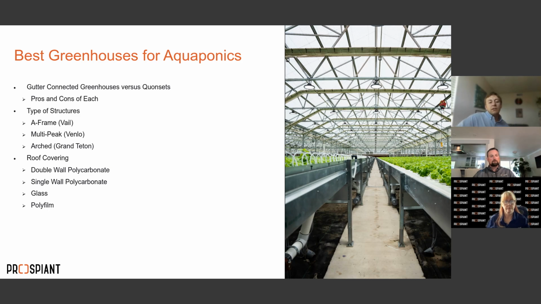And then when it comes to the actual type of structures, there are a lot of different greenhouse structures you can do aquaponics in. Some are better than others, and what we would typically see is an A-frame or a multi-peak. And for Prospient, that's our Vale greenhouse or our Venlo greenhouse, being able to do those and have those gutter connected. This photo above is showing an A-frame, which is a Prospient Vale in this photo.